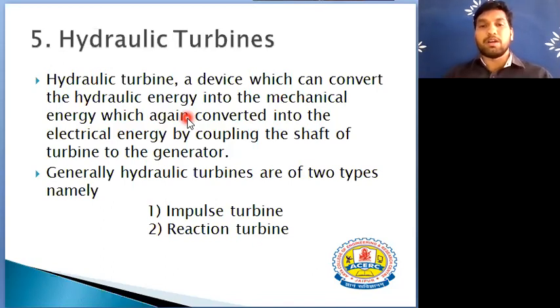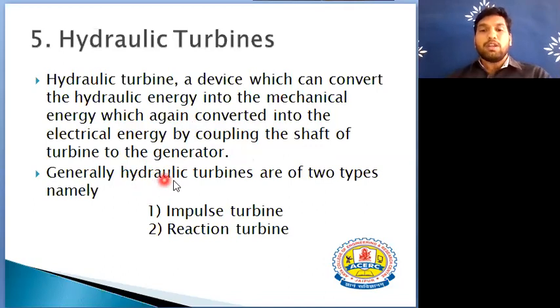When the water strikes the turbine from the nozzle, all the kinetic energy is converted into mechanical energy. The turbine is rotated, and this mechanical energy rotates the generator, which produces the electric energy. So a hydraulic turbine is a device which converts hydraulic energy into mechanical energy, which is again converted into electric energy by coupling the shaft of the turbine to the generator. So this turbine is generally coupled with the generator, where the mechanical energy is converted into electrical energy.